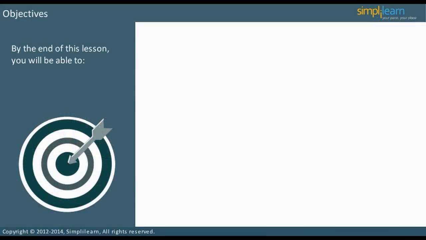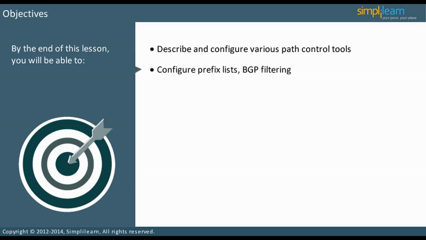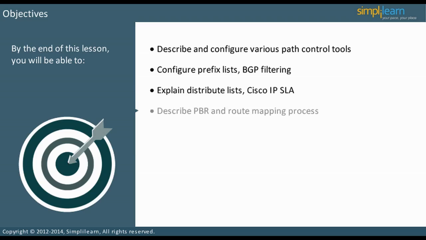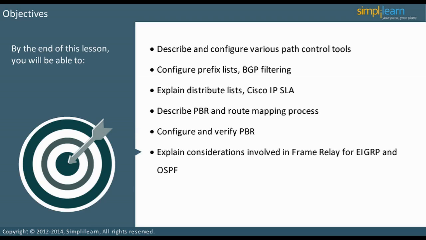By the end of this lesson, you will be able to describe and configure various path control tools, configure prefix lists, BGP filtering, explain distribute lists, Cisco IP SLA, describe PBR and route mapping process, configure and verify PBR, explain considerations involved in Frame Relay for EIGRP and OSPF.